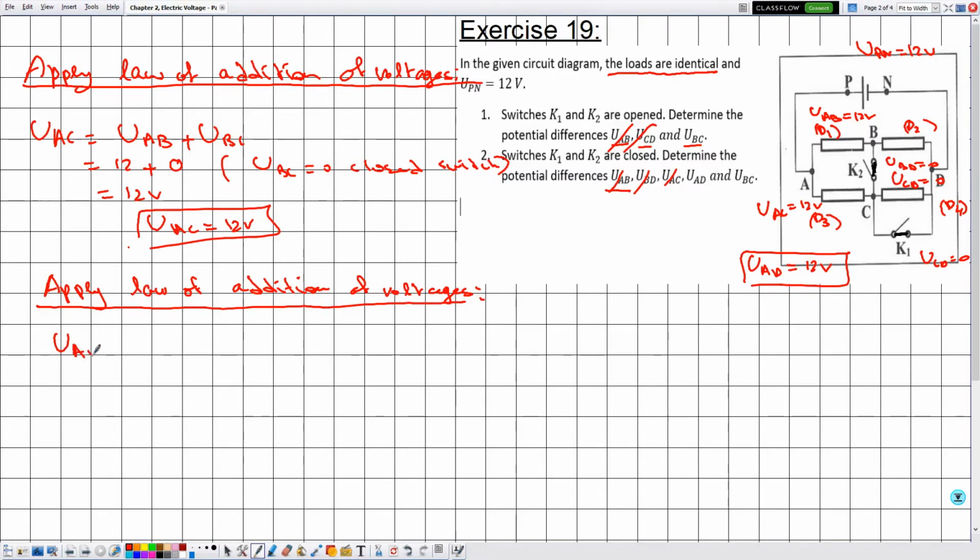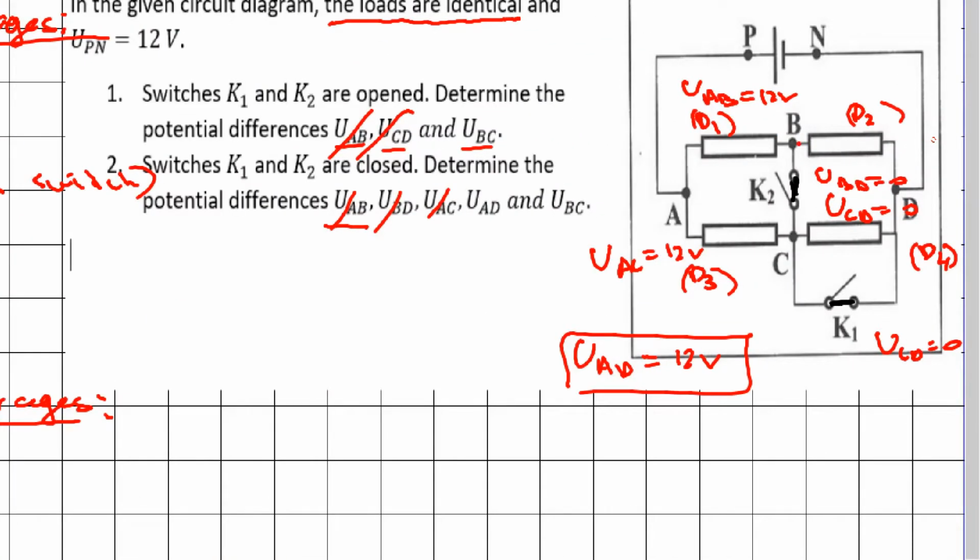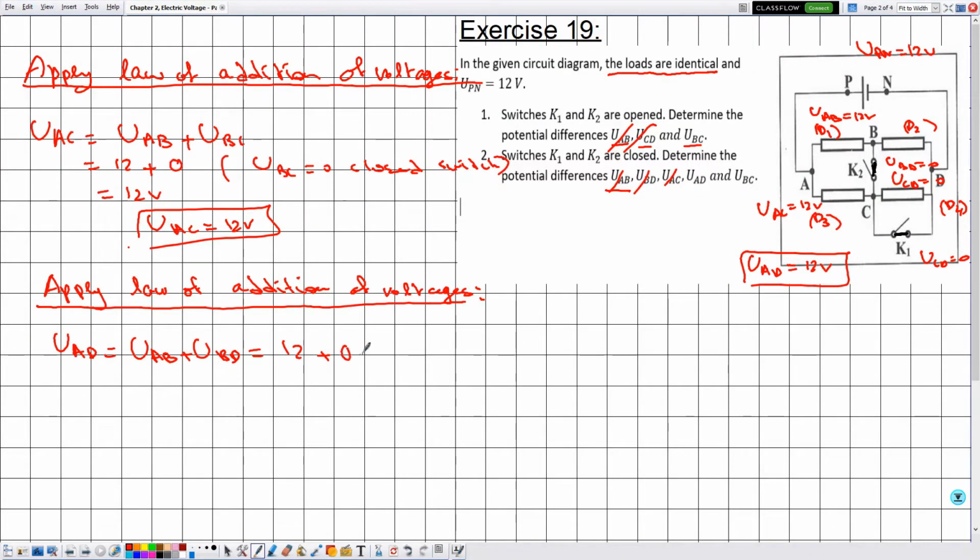Then from A we will go to B, and from B we will go to D. So this is 12. Now UBD is equal to 0 because D2 is parallel to a connecting wire. Why parallel to a connecting wire? Because notice that the point B is common for this wire, and the point D is common for this wire. So they have two terminals in common, the electric component D2 and the wire. So this is equal to 12 volts.